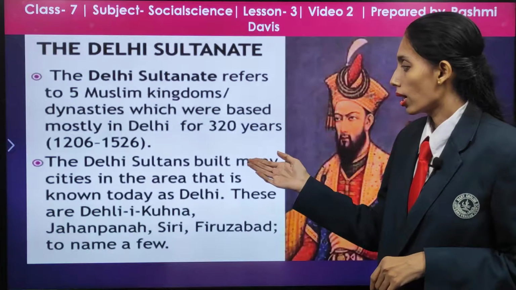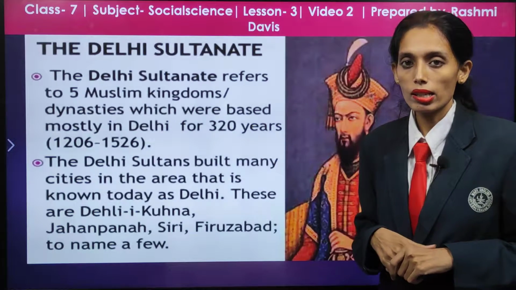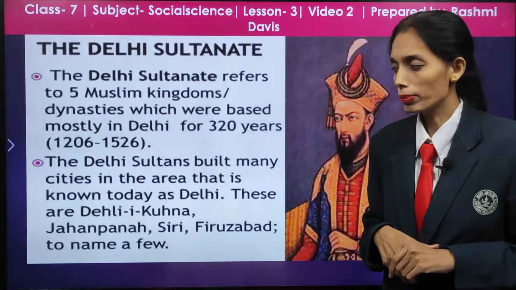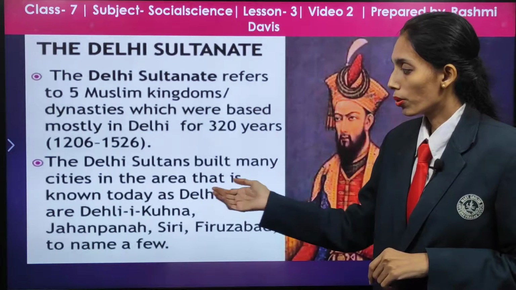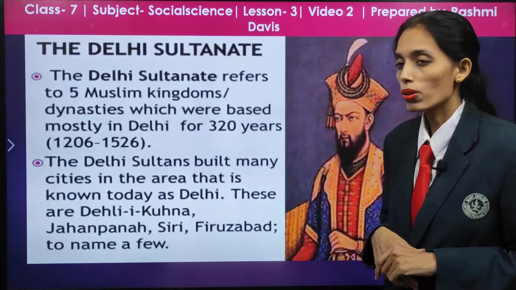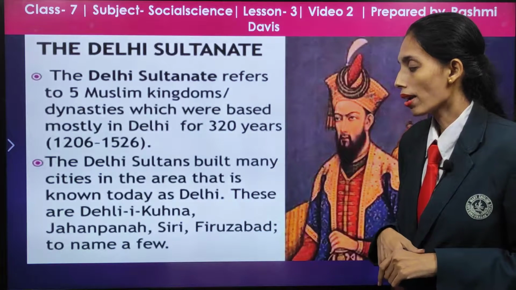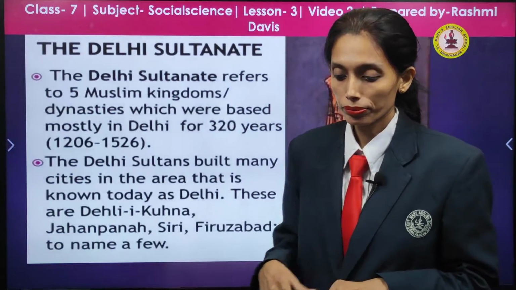The Delhi Sultans built many cities in the area that is known today as Delhi. These were known earlier as Delhi-e-Khunha, Janpana, Siri, and Firuzabad.